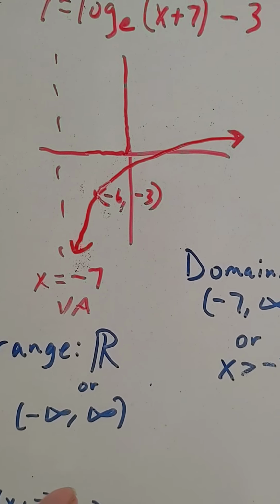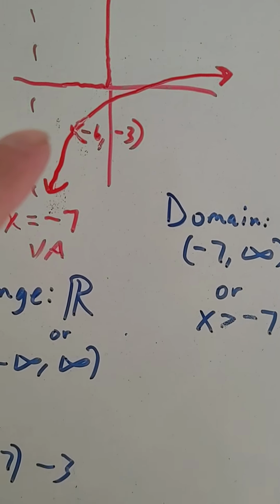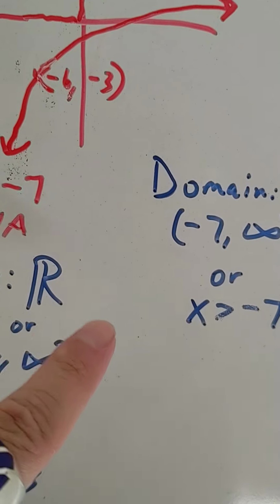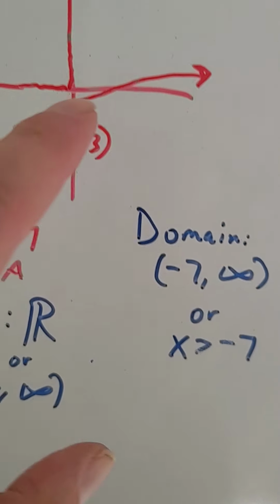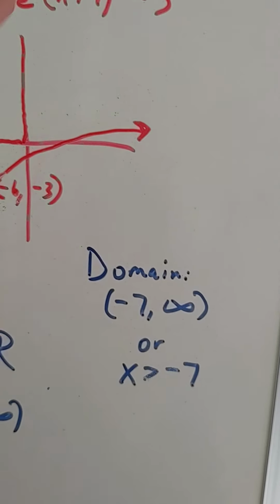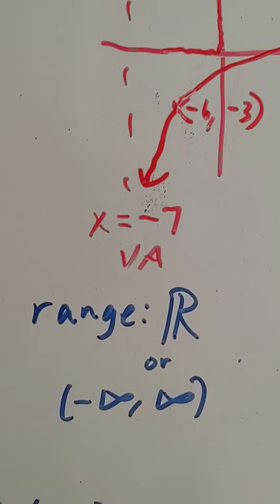All real numbers. Can't you tell that this graph covers the entire y-axis? This part here is going down, so it's covering the entire negative part of the y-axis. And this is going to the right forever, but it's also going up forever. So it's going to cover this part of the y-axis toward positive infinity. So indeed, the range is all real numbers.